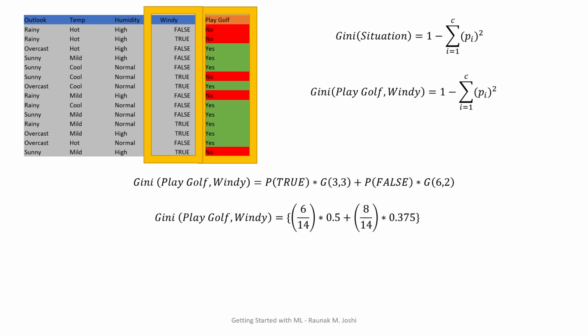Similarly, I'll also do it for windy, where I have only true and false. I have to check the occurrences, the yes and no's that I get, and calculate the Gini index of it. So the Gini that I get is 0.428. Now, what am I supposed to do with all of these Gini values?